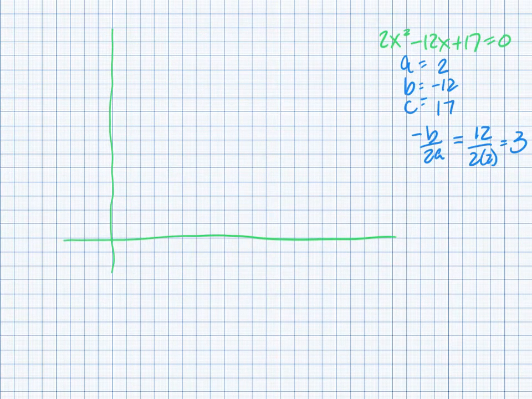So we found A, B, and C, 2, -12, and 17. And then minus b over 2a, which is the x of the vertex, is 3. So you're going to go ahead and key that equation in your calculator, type in second window and hit 3, and then put it in the middle of your table when you hit second graph.